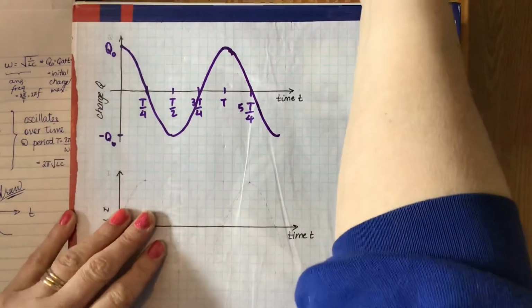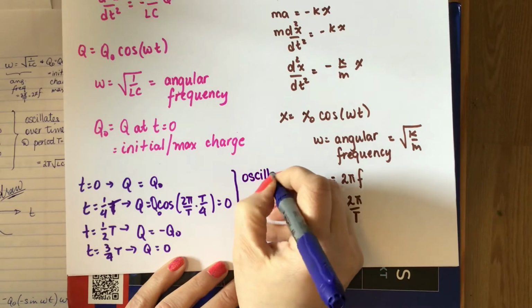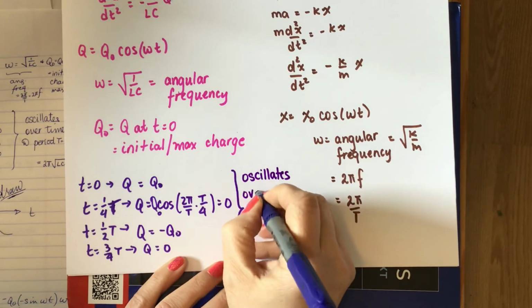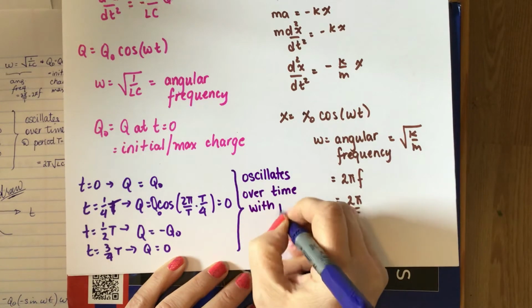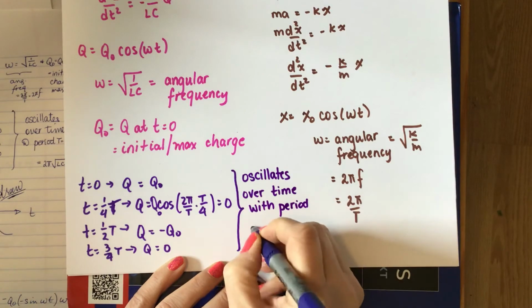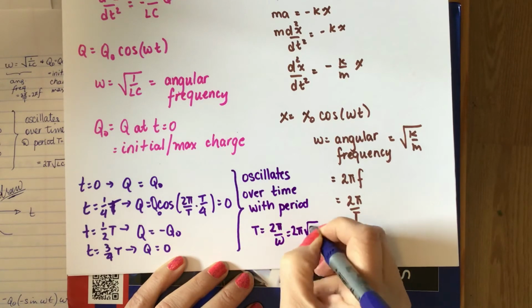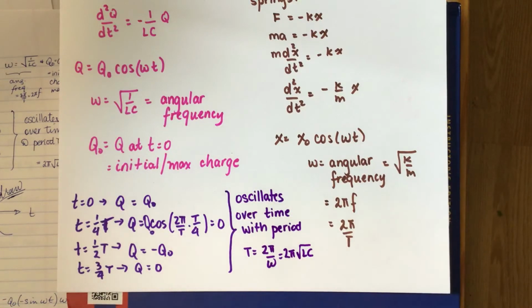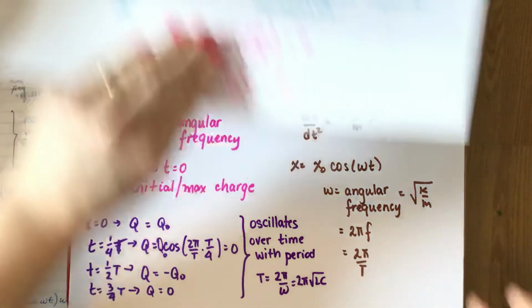So that's our charge as a function of time, and this refers to the charge on the upper plate. So it oscillates over time. So there's the period of oscillation of an LC circuit, and q is how much charge is on the upper plate at any time. So that deals with charge. We said we were going to use charge to sort out our current, so let's do that part next.